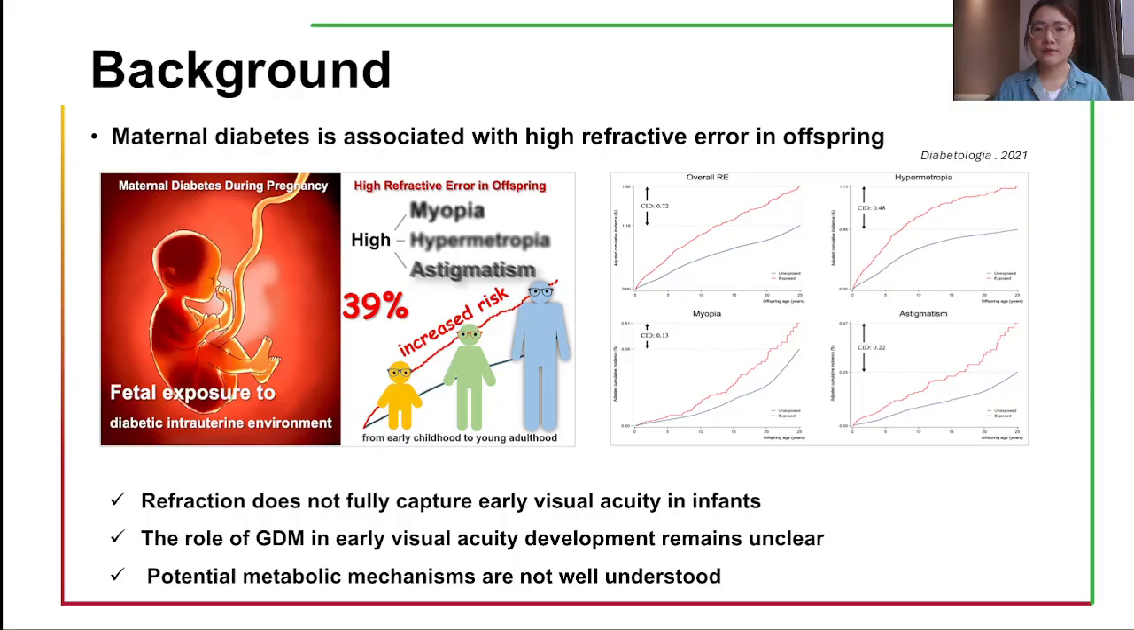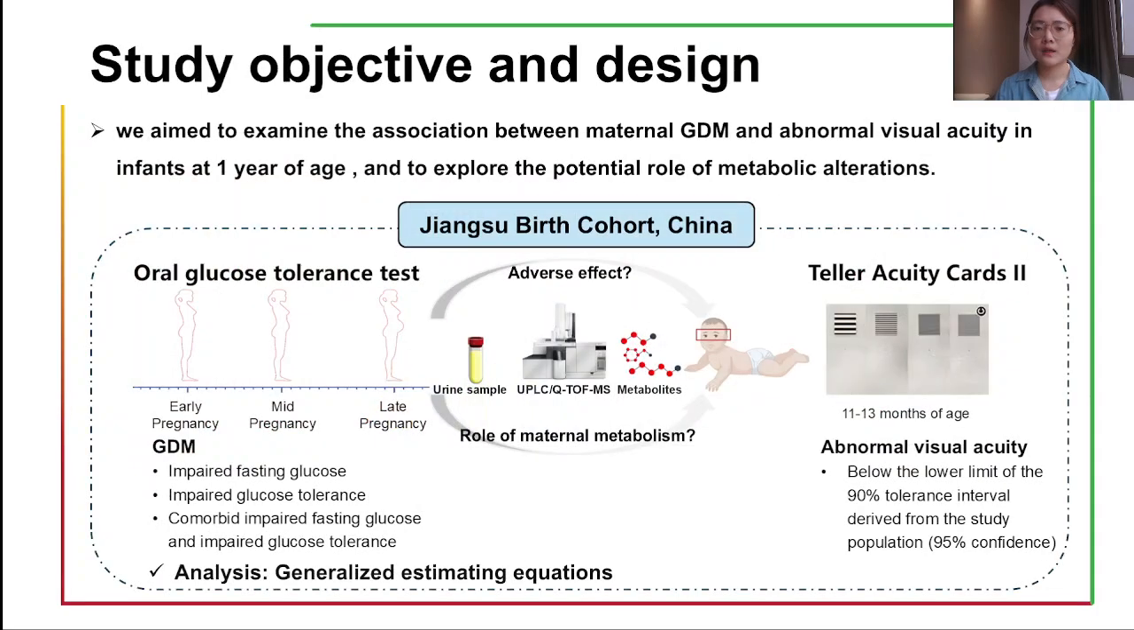Our previous study found that maternal diabetes during pregnancy was associated with a higher risk of high refractive error in offspring. However, it remains unclear whether GDM influences early visual acuity development, and the potential role of metabolic alterations underlying its association is not well understood. Therefore, in this study, we aimed to examine the association between maternal GDM and visual acuity in infants at 1 year of age, and to explore the potential role of metabolic alterations.